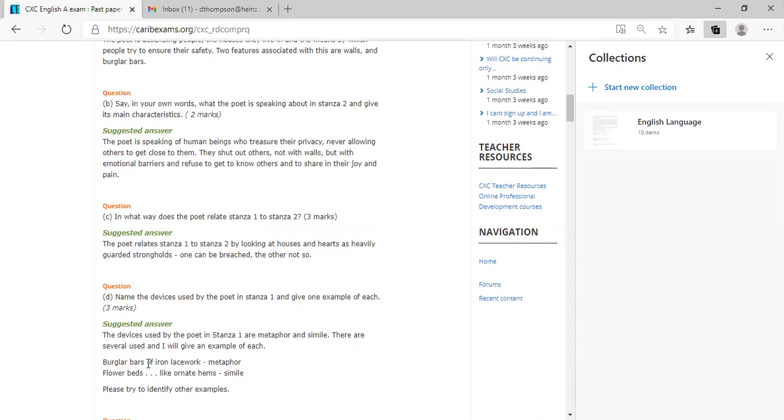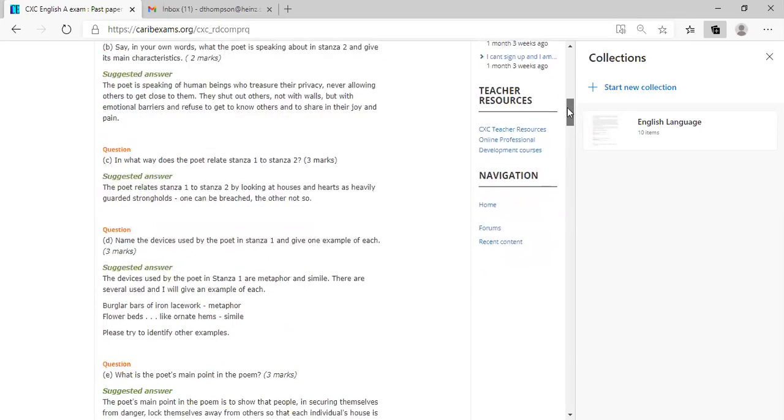Burglar bars of iron lace work. It's comparing burglar bars and iron lace work, right? Flower beds like ornate hens as a simile, right? But the first one, as she said, was the one where the wall was personified to give emotions, right? So that's a personification there as well. So it's metaphor, simile, and personification, right?